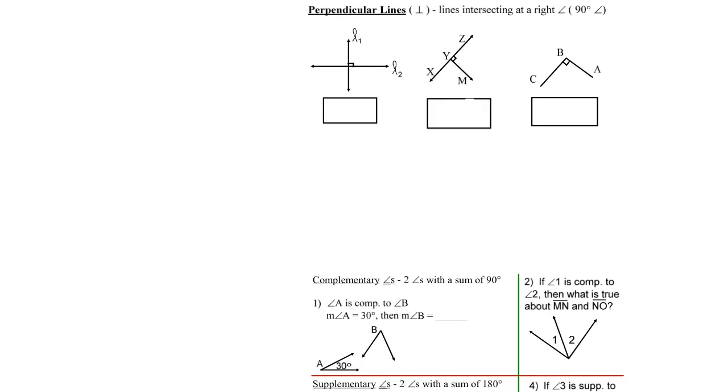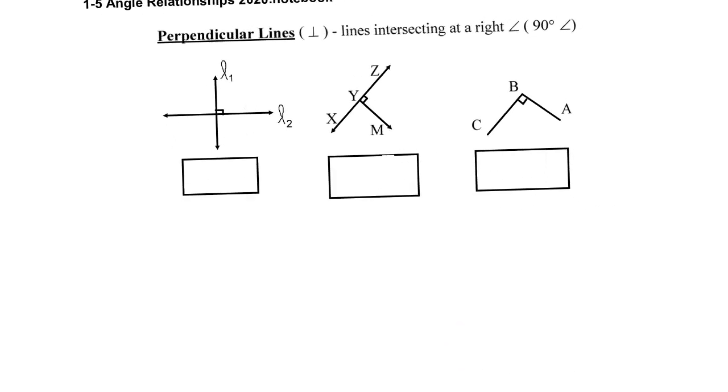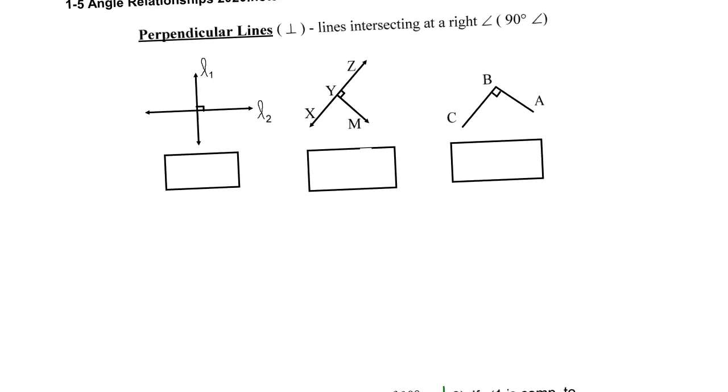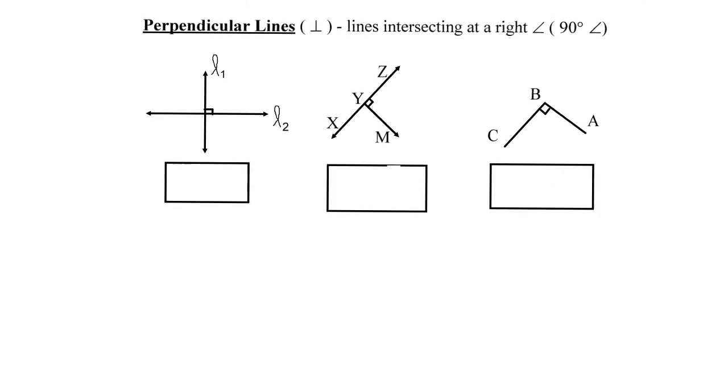Next page, perpendicular lines. In class we talked about parallel lines and perpendicular lines before. So by definition, perpendicular lines intersect at a right angle. And again, 90 degrees indicates the two lines are perpendicular.